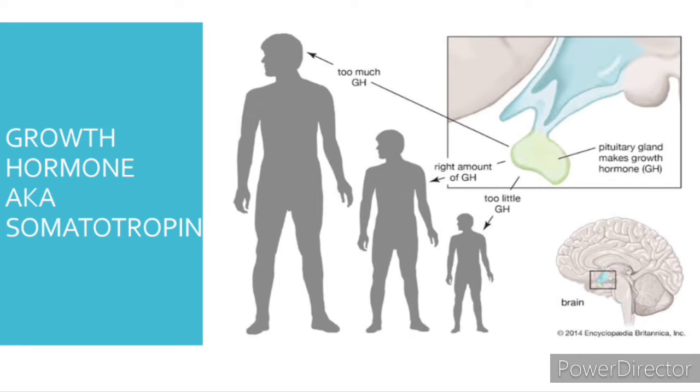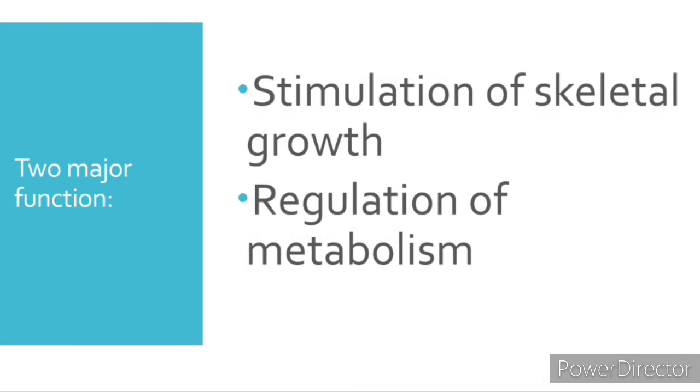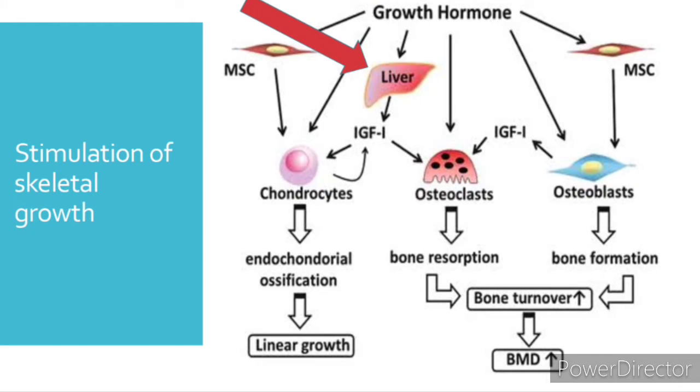Now coming to growth hormone, which is also known as somatotropin, and it is a polypeptide. It is secreted by somatotropes, which are a subpopulation of acidophils, as we have studied earlier. Now, growth hormone has an effect on skeletal growth, as well as on the regulation of metabolism. So, stimulation of skeletal growth.